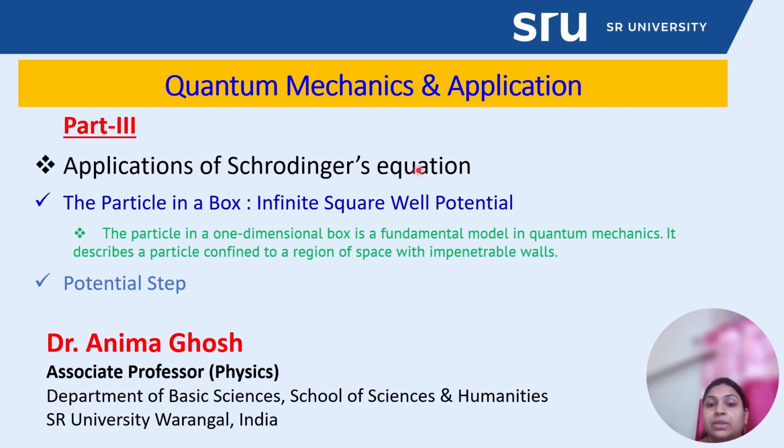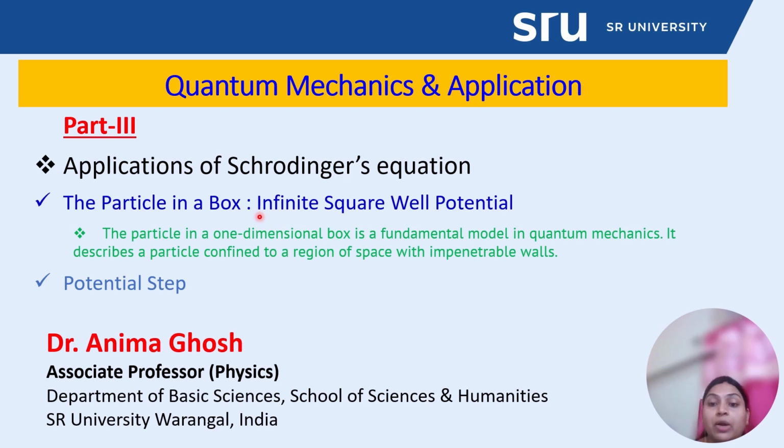The Schrodinger equation is applied to different systems ranging from a simple particle in a box to a potential step. We'll be discussing only one dimension. By examining these cases, we'll see how this equation shapes our understanding of the microscopic world and underpins much of modern technology. So we'll be discussing in particular two applications. One is the particle in a box.